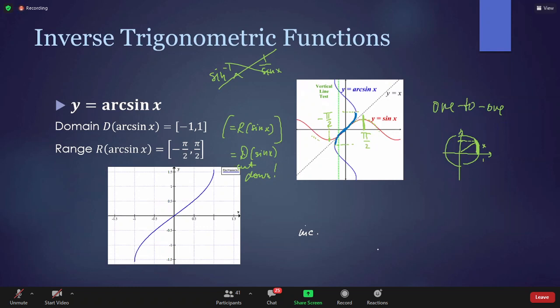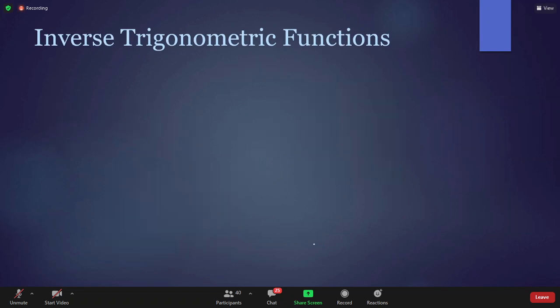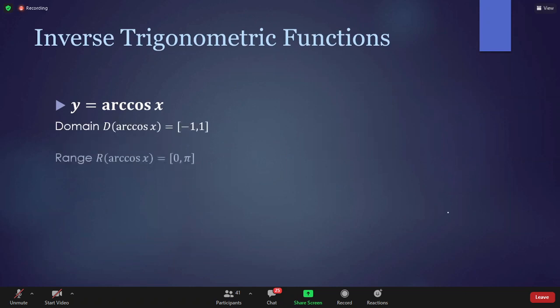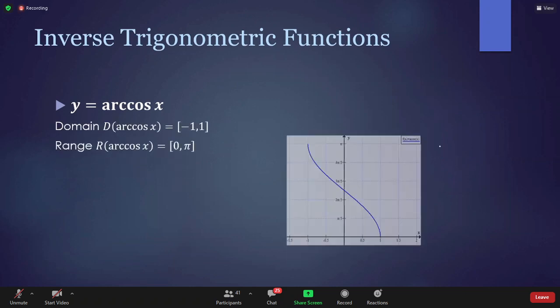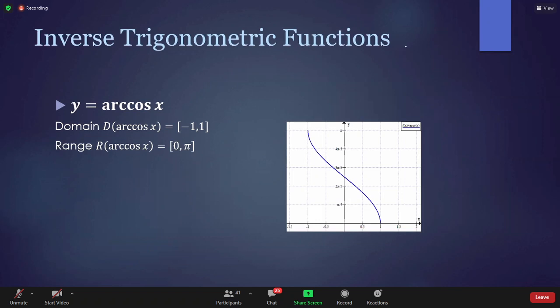Similarly, for the arc cosine, we need to cut down the domain of the cosine function. I will do a very quick sketch to show you how we cut down the cosine function. So that was the sine function, sorry, that's wrong. Let me erase.